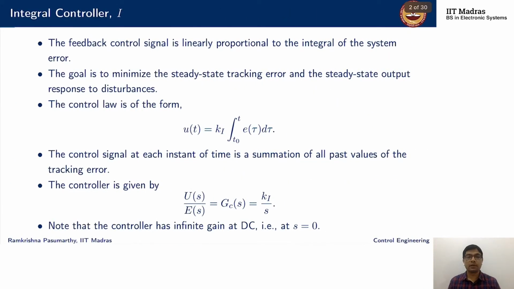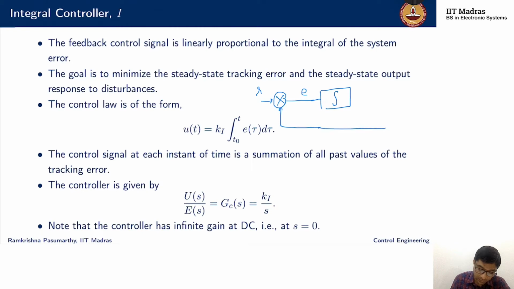So what is this action of integral control? The feedback signal is linearly proportional now. If I just look at the block now, suppose the integral control sits here. I have the reference, here is the error coming because of the output, and here I have my plant. The feedback control signal, which is the control to the plant G, is linearly proportional now to the integral of the system error.